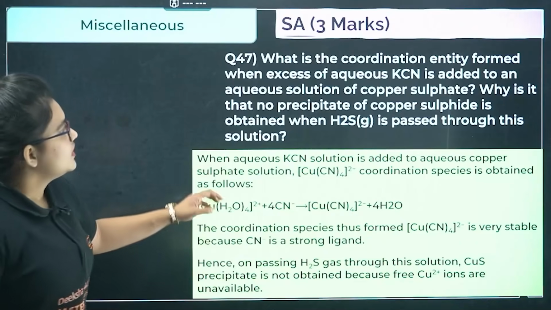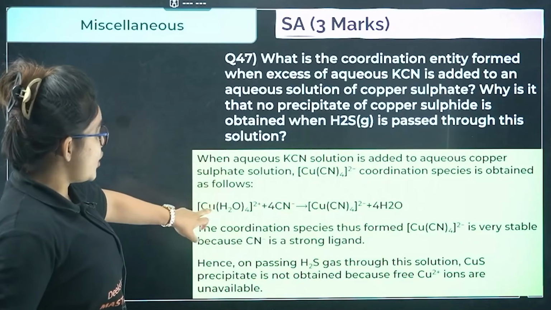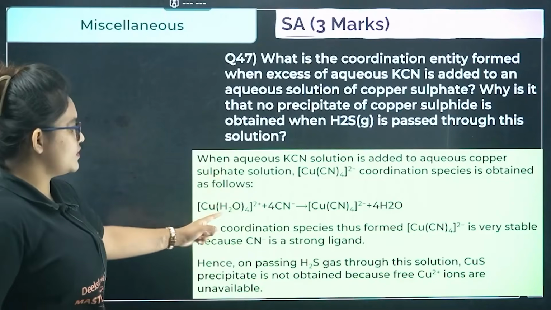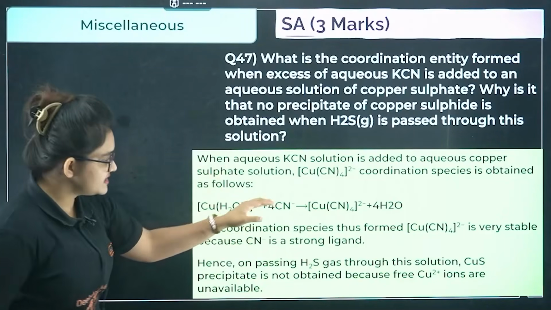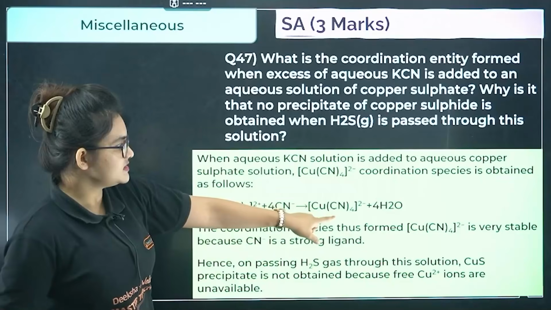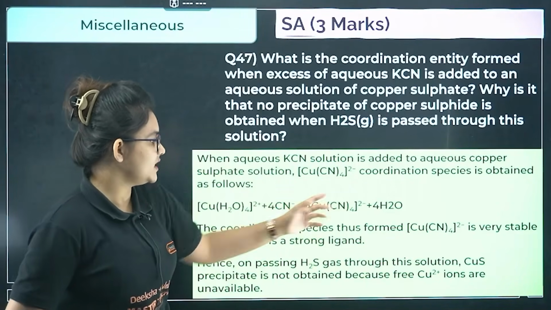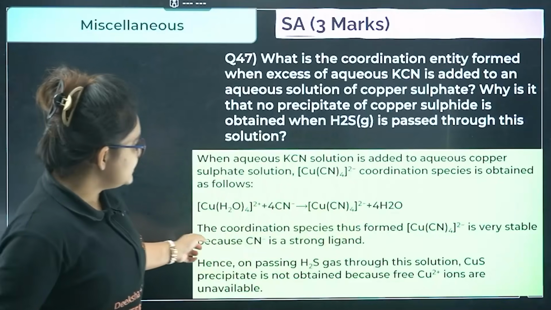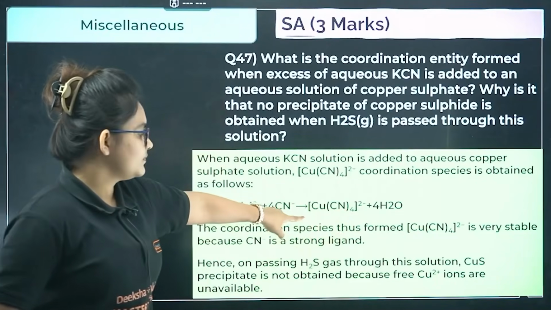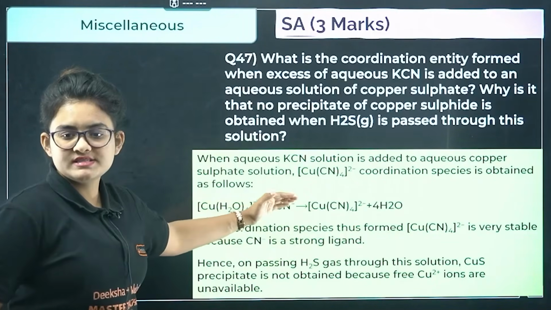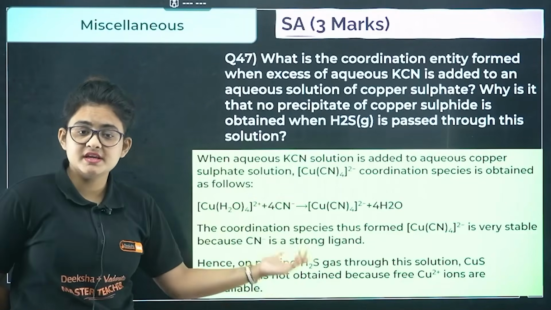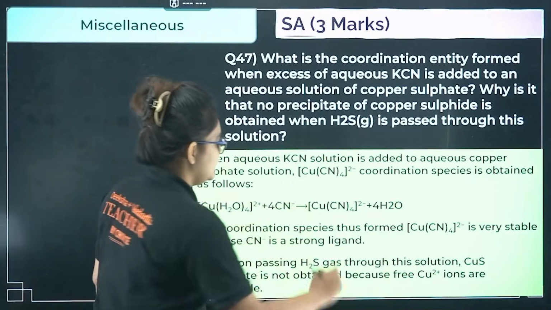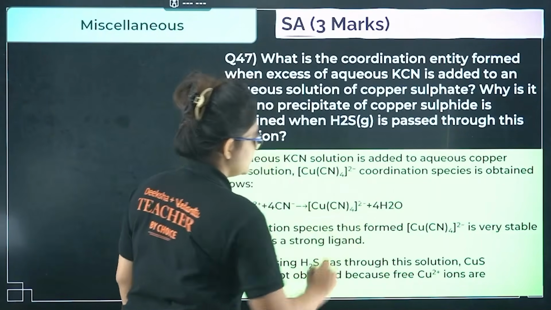Whenever an aqueous solution of copper sulfate exists, it is in the form [Cu(H2O)4]2+. If you add excess KCN, CN minus forms this complex, [Cu(CN)4]2-, where water is replaced with CN. This compound is very stable because CN minus is a very strong field ligand. So this is the coordination entity that is formed out of it.